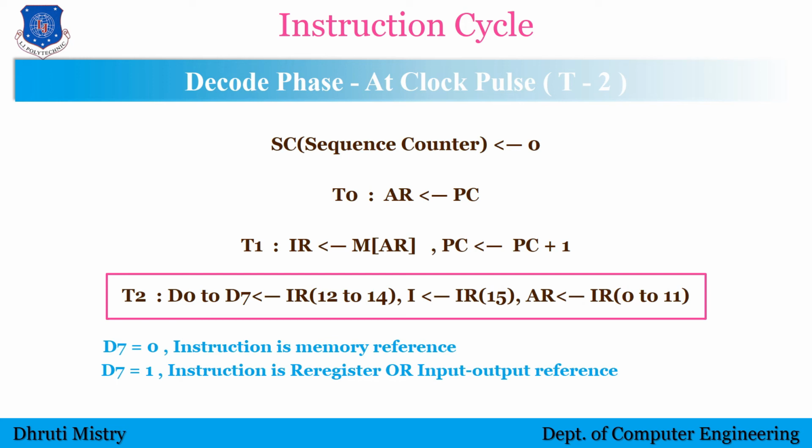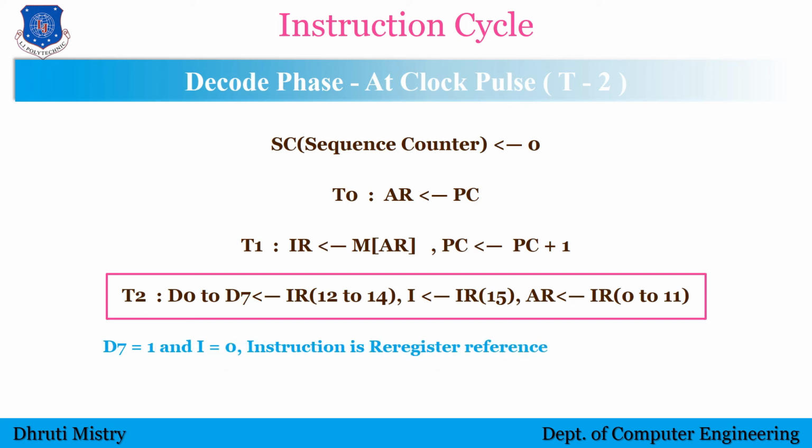The decode phase ends after deciding the type of instruction and the subsequent decision based on the value of I present in the 15th bit. Now, if the value of D7 is equal to 1 and the address mode bit I is equal to 0, then the instruction type is register reference type. Else, if the value of D7 is equal to 1 and I is equal to 1, then the instruction type is input or output instruction type.